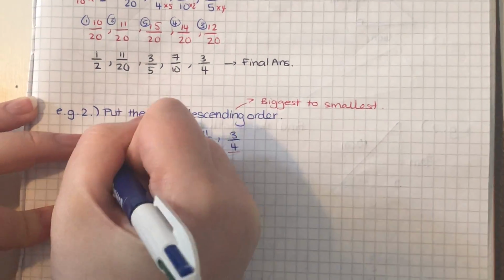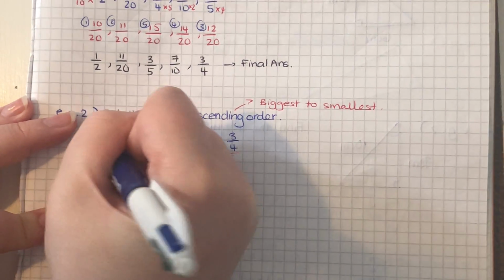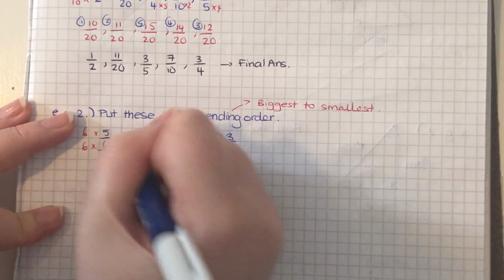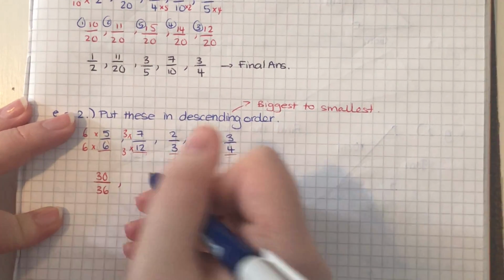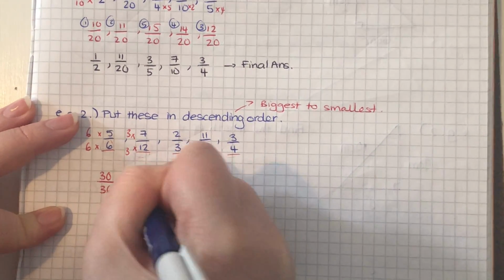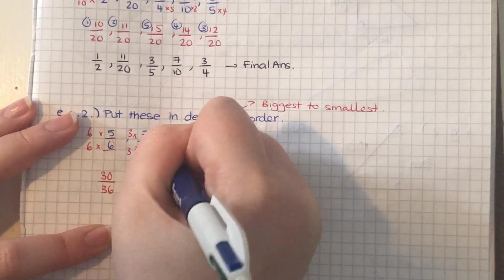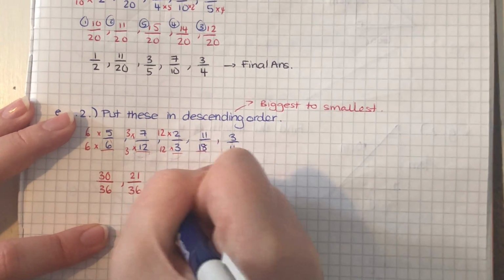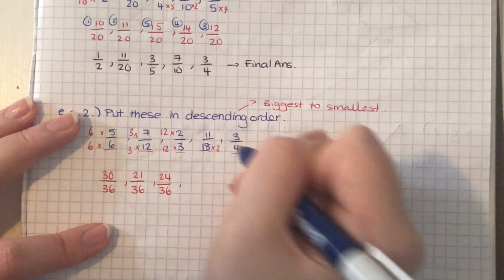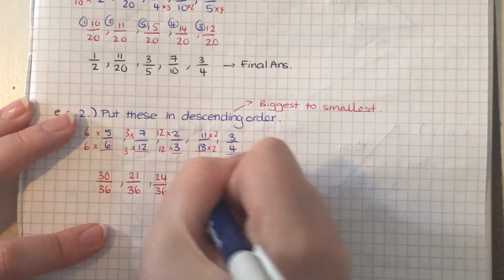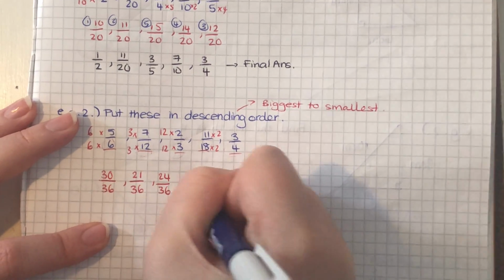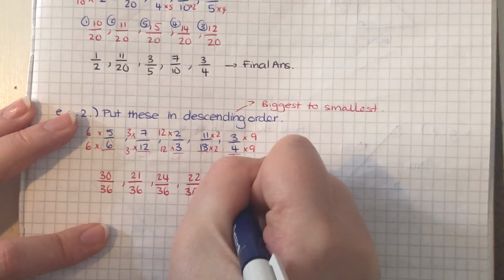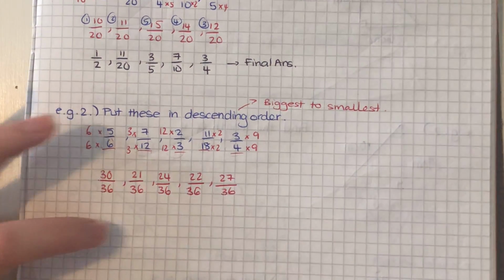For the first one, 6 times 6 gives you 36, which means I need to times the 5 by 6 as well, which gives me 30. Next one, to get 36 must be times by 3, so that's going to be 21 out of 36. Next one must be times by 12 to get 36, so 2 times 12 gives you 24 as the numerator. Next one times by 2 to get 36, which means you times that by 2, which is 22 out of 36. And the last one is times by 9, which gives you 27 out of 36.